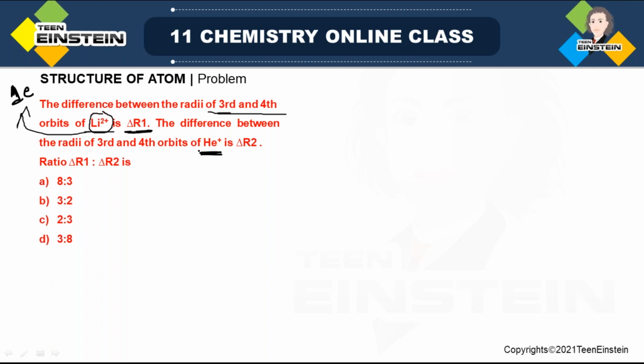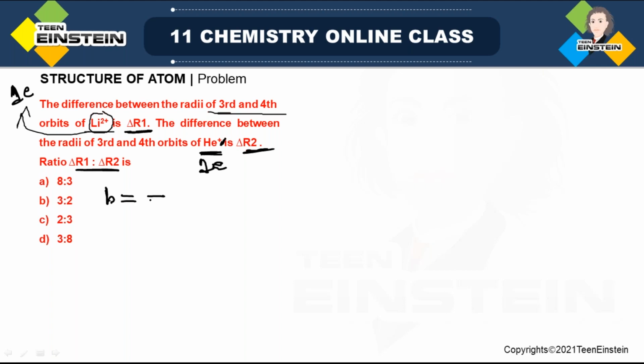It is helium plus. Helium, when it is neutral, atomic number 2. That means total 2 electrons are present. But when it is carrying single positive charge, that means now only 1 electron is present. 1 electron is lost. So this is also 1 electron system, right? So hydrogen Bohr's model applicable. Here the difference is del R2. You have to find the ratio of these two differences.